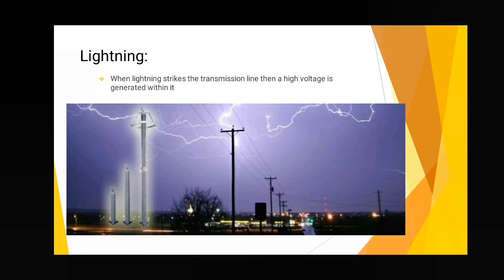Lightning. In the transmission line, when lightning strikes, the transmission line produces high voltage which is generated by the lightning. Lightning is nothing but the meeting of positive and negative charges in the air.